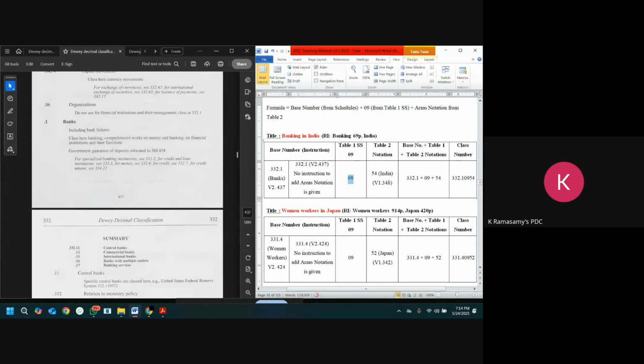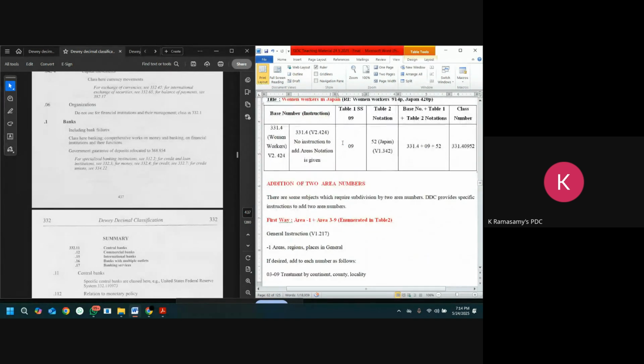So this way, whenever there is no regulation, there is no instruction to add area notation, you can always use the standard subdivision number 09 to add any area number. But only one thing, very careful: when you are going to add 09, since 09 is standard subdivision, before adding it to this number, you should see whether there is any rule for whether 10, 20, there is any such rule. That rule is to be adopted. That's very, very important.